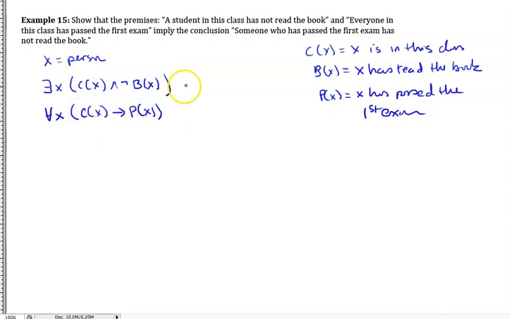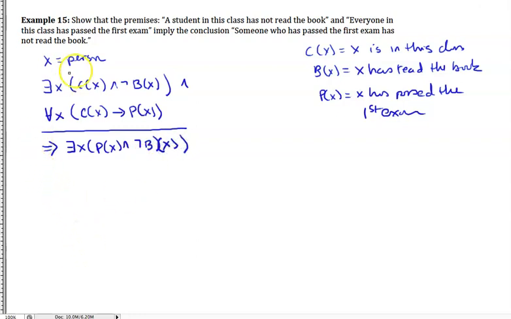Right? So these are my premises. So this and that need to imply the conclusion. Someone who has passed the first exam has not read the book. So there exists a person who has passed the first exam and has not read the book.